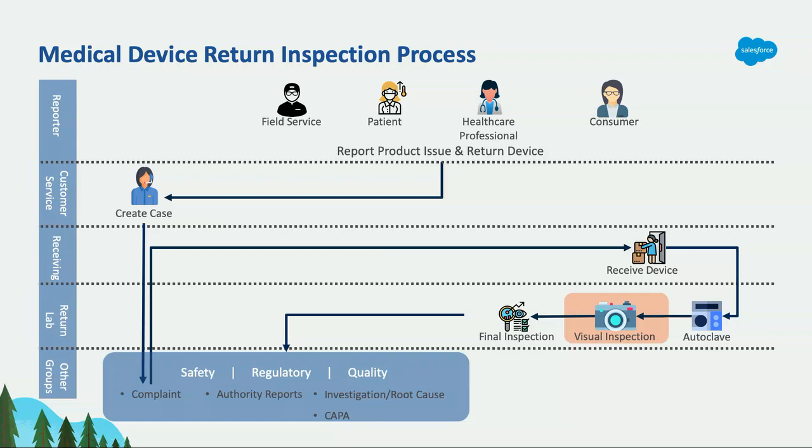We're going to focus on the visual inspection, and that's where I see the most value for a product like Einstein Vision, because that is the process that we were doing manually at the time, and we could potentially remove that individual and free them up for other activities.